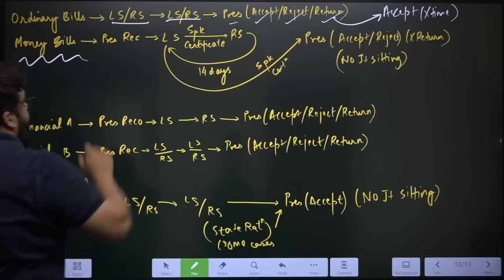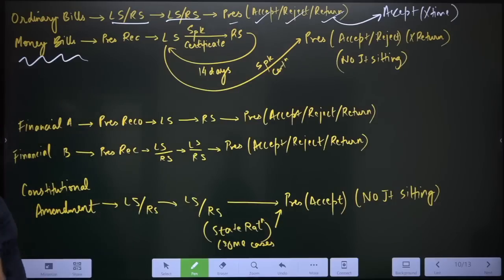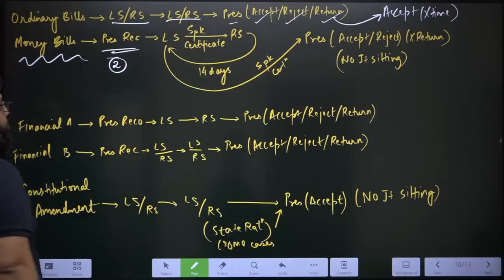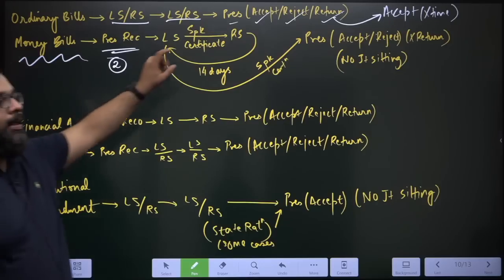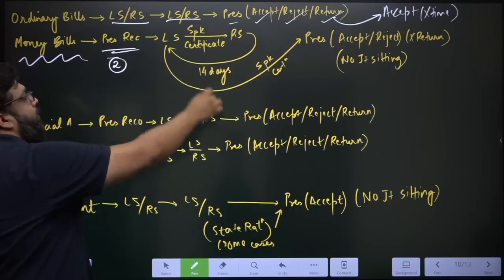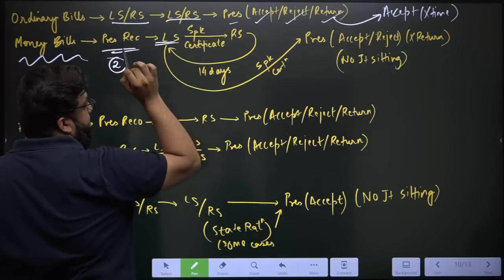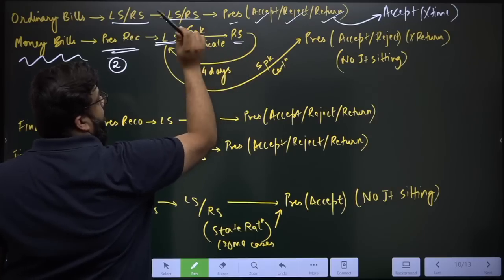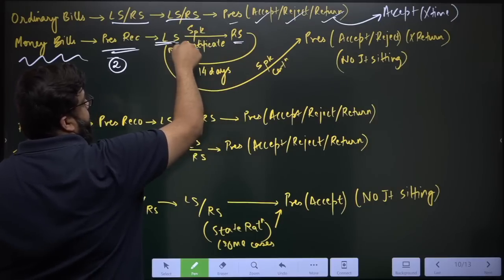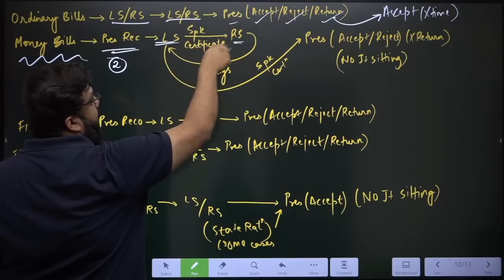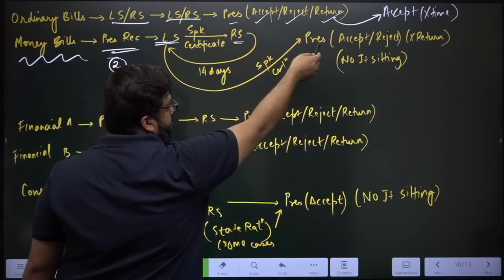Now we look at money bills. Money bills have to first begin with a presidential recommendation. We've understood why, because of an application of rule number 2. They have a national impact, but the Rajya Sabha has a limited role. So this is like a compensation mechanism. Can only and only be introduced in the Lok Sabha. You require a speaker certificate before it reaches the Rajya Sabha. Then within 14 days, the Rajya Sabha has to give its suggestions back to the Lok Sabha, if at all. If no suggestions, it directly goes to the president.